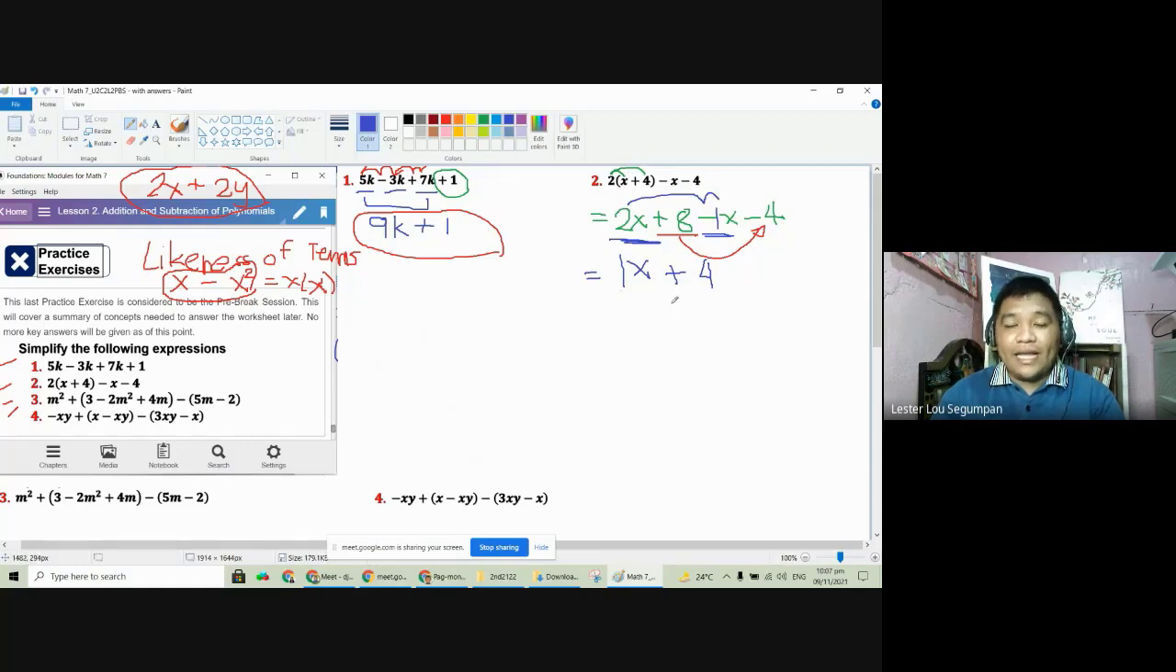This is not yet the final answer because we still need to simplify this. I'm talking about the one coefficient. You may not need to write that, and your answer here is x plus 4. This is the result when you simplify number two, undergoing the distributive property and the correct processes of addition and subtraction of polynomials.